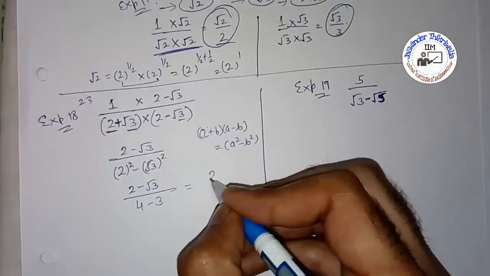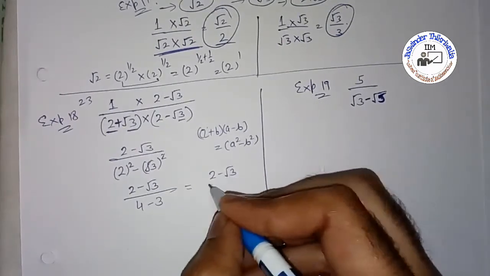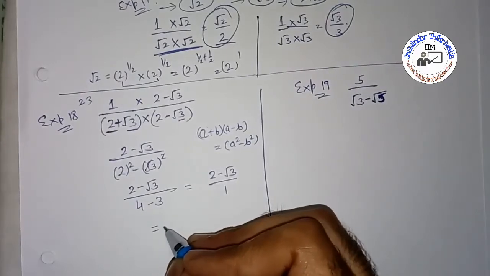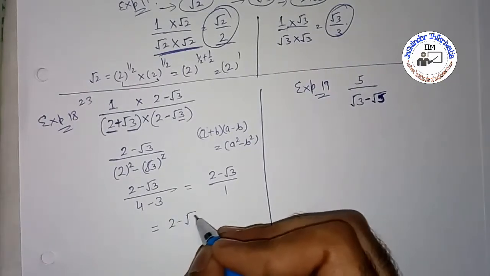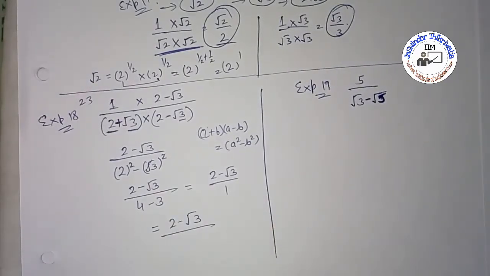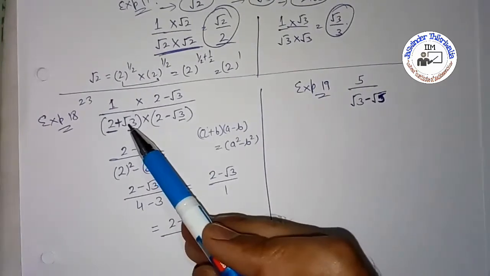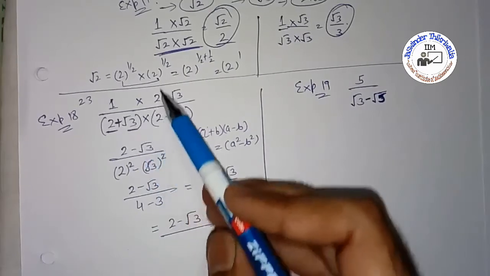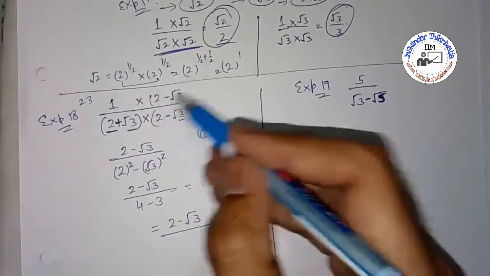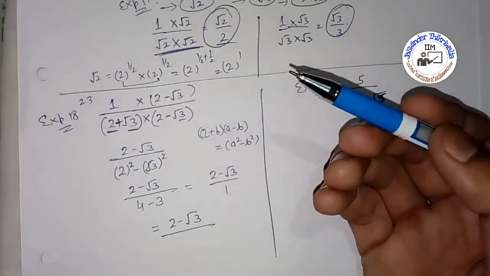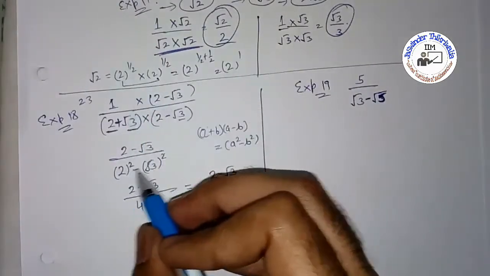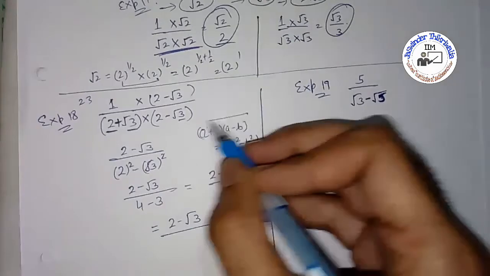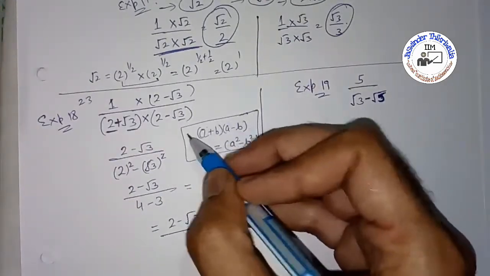So in the numerator we will get 2 minus under root 3, and in the denominator what will we get? 4 minus 3, which is 1. So by rationalization, the answer is 2 minus under root 3. Clear beta? You just have to change its sign and multiply with that term in the numerator and also in the denominator, and then apply the identity in the denominator. This identity we have applied over here.